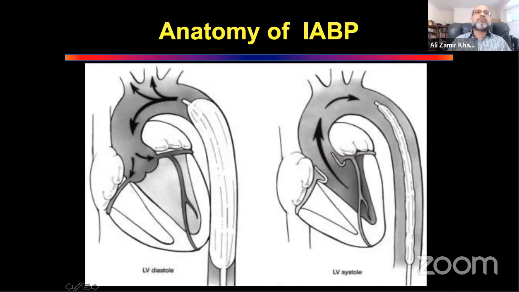Okay. This is where the balloon pump stays, and it comes to the left of the left subclavian artery. Always, the tip is very, very important: the tip must be before the left subclavian artery, because you're coming retrograde. It's coming retrograde, so the tip should not cross the left subclavian artery.